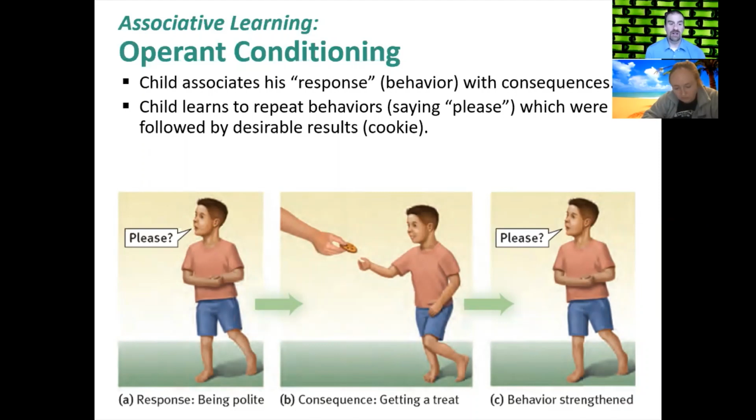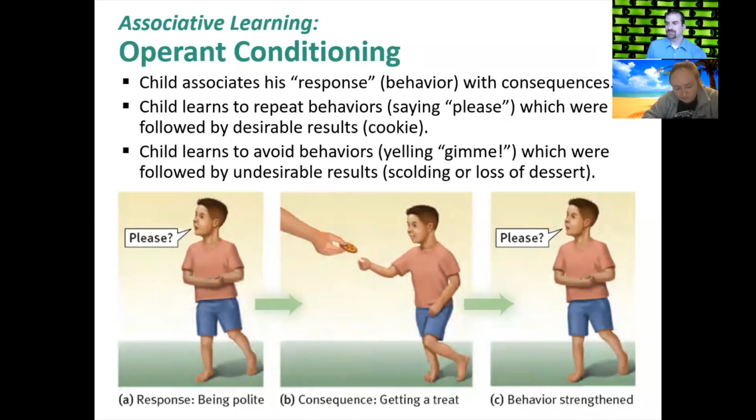Okay, so this is something we want to encourage, for children to be polite. This is behavior we want them to do, and they start to realize that when they are polite, they're then more likely to be rewarded for it. Now, conversely, a child also learns to avoid behaviors which are followed by undesirable results. Okay, so if the child's doing something they shouldn't be doing, and they don't get a reward for that behavior, or maybe they get punishment, they get scolded or lose dessert, which is taking away something, in this case, then they'd be less likely to do that behavior.